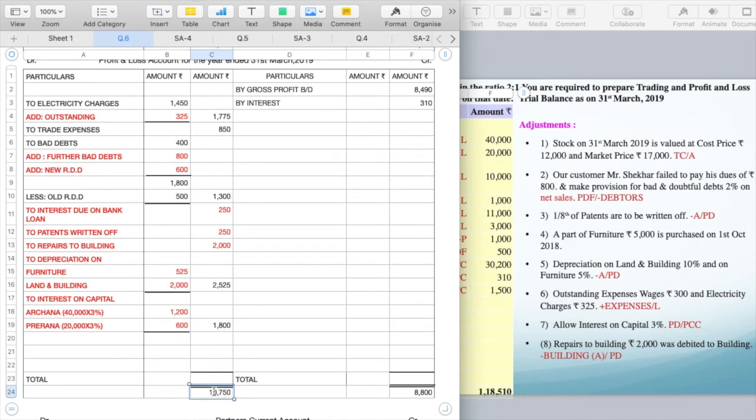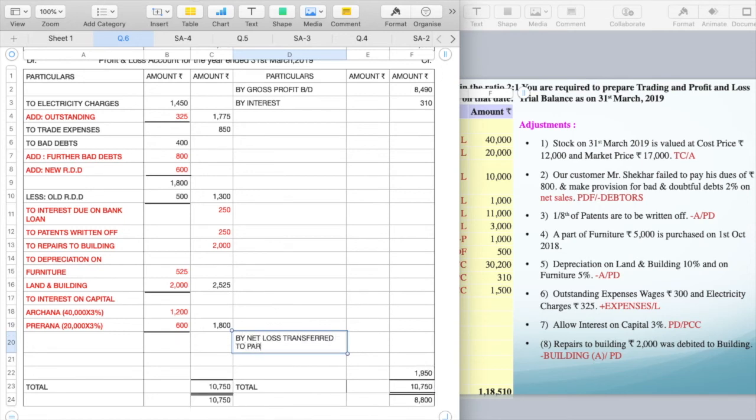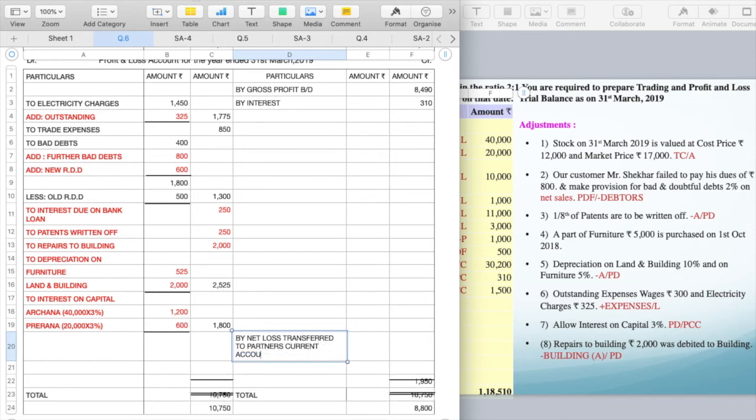So this time the debit side is more, right? So I have to mention in the total 10,750 on both sides. So from 10,750 if we minus 8,800, my answer will be 1,950. So this is my net loss. So I have to write here by net loss transferred to partner's current account. Okay, you don't have to forget that now it is a current account.